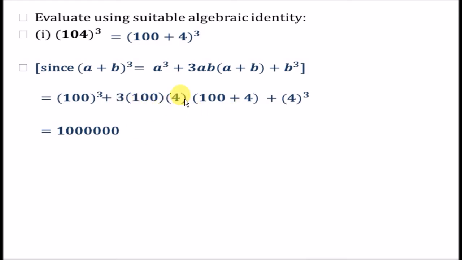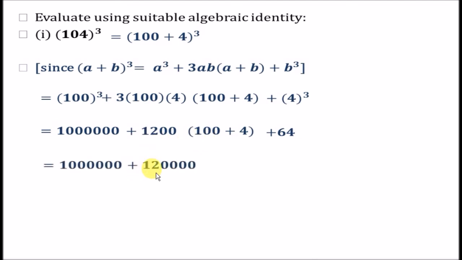Now 3 ones are 3, 3 fours are 12. Then we have 2 zeros at the back. Then (100 + 4), 4³: 4 fours are 16, 16 fours are 64. We have 10 lakh plus 12 ones are 12. Now 2 plus 2, 4 zeros at the back. Plus 4 12s are 48 and then 2 zeros from 1200, plus 64.